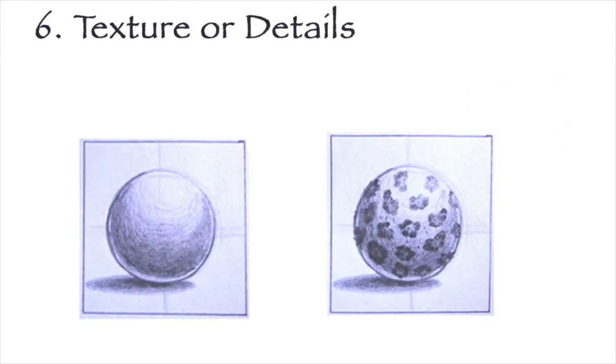Finally, texture or details. It is the final detailed layer of your artwork. This texture will differ based on your subject matter. It can be rough, soft, glossy, furry and more. By looking at the reference below you can understand the difference between tone values and texture.